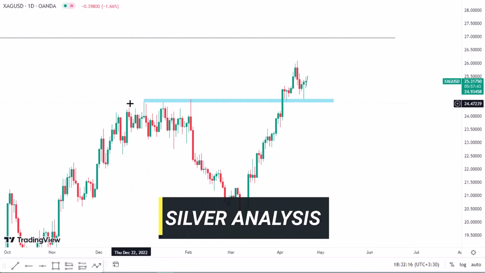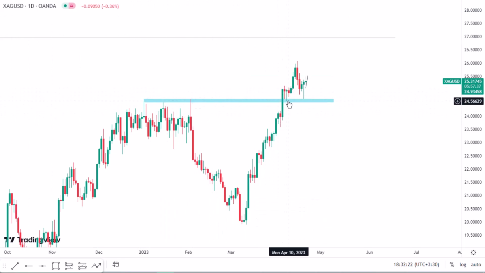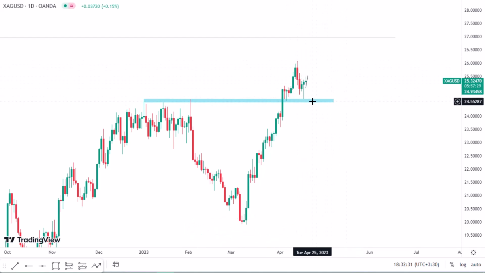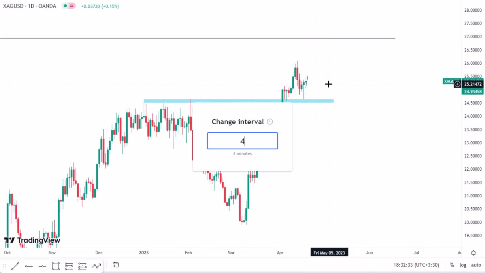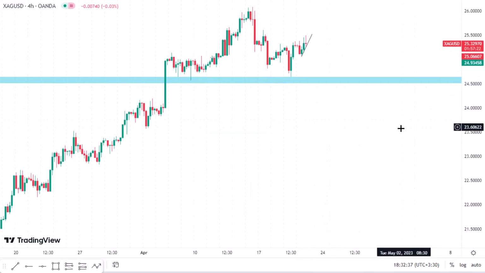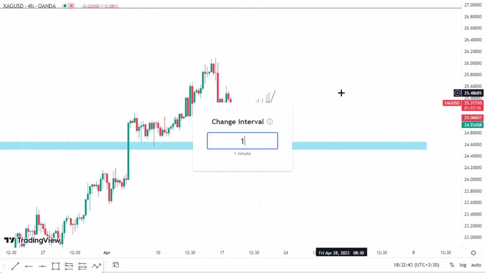As you can see here, we are on a daily chart of silver or XAGUSD, and we had this resistance for the price, which the price broke to the upside here and made some pullbacks in the lower time frame and it started going up. Okay, and again it started falling from there and touched this support area in lower time frames. If we check the 4-hour time frame, we had some rejections from this support area and the price started going up, especially in the 1-hour time frame.